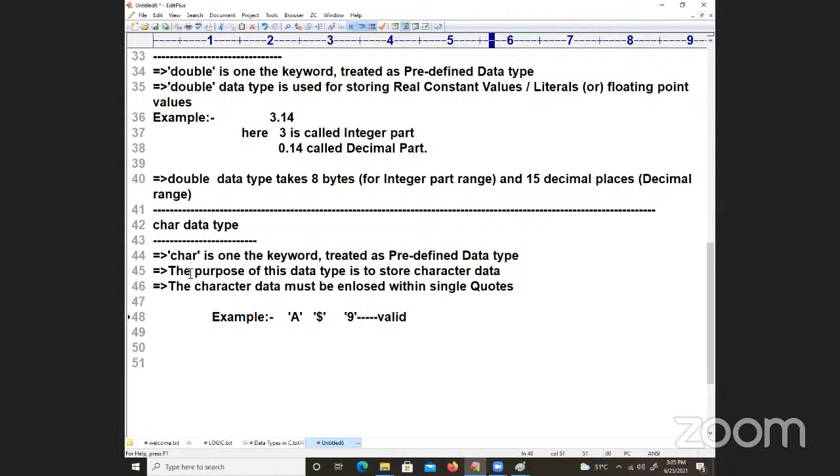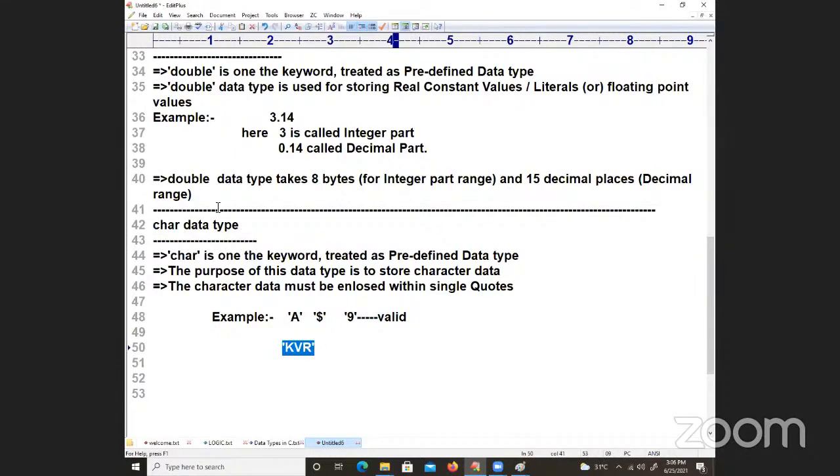Suppose all of a sudden you come across your name. I want to write my name: KVR, within double quotes. This is called a string. If you write it by mistake in single quotes, it is an error in C language. It is called an array of characters in C language. In Java, it is called a string.